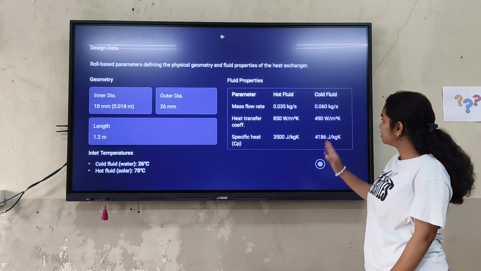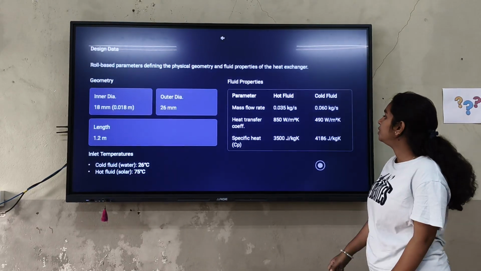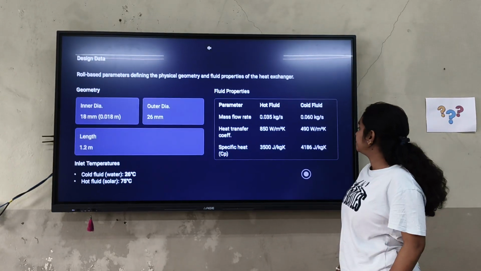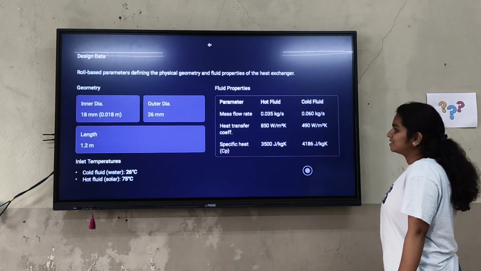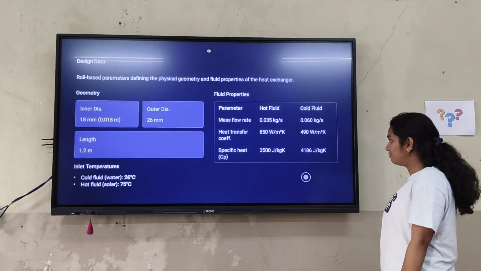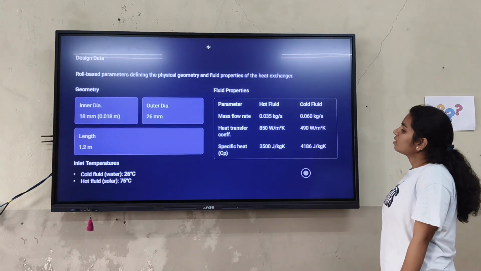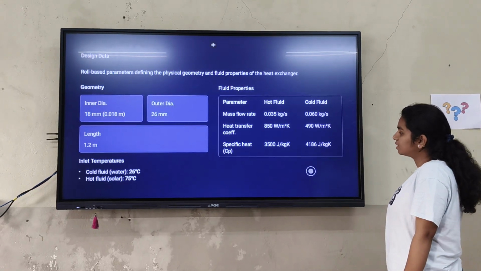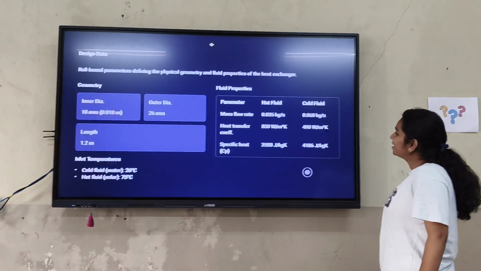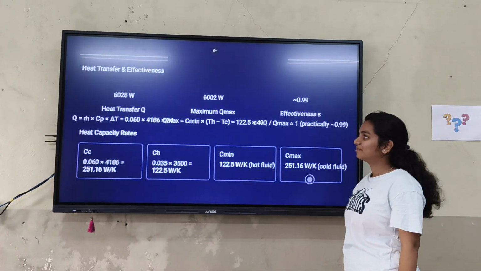Fluid properties for the hot fluid and cold fluid. The mass flow rate for the hot fluid is 0.035 kg per second, and for the cold fluid it is 0.060 kg per second. The heat transfer coefficient is 850 watt per meter square Kelvin for the hot fluid and 490 watt per meter square Kelvin for the cold fluid. The specific heat for the hot fluid is 3500 joule per kg Kelvin, and for the cold fluid it is 4186 joule per kg Kelvin.